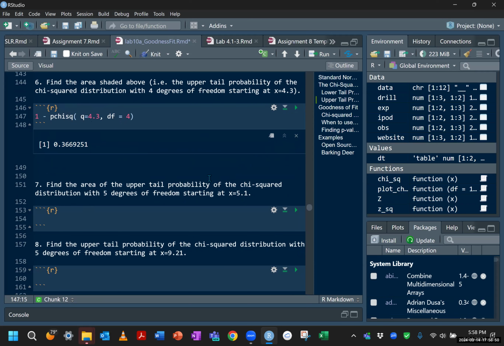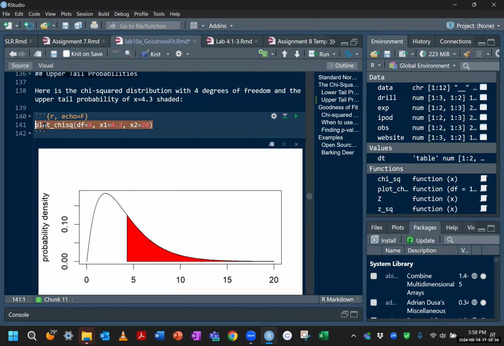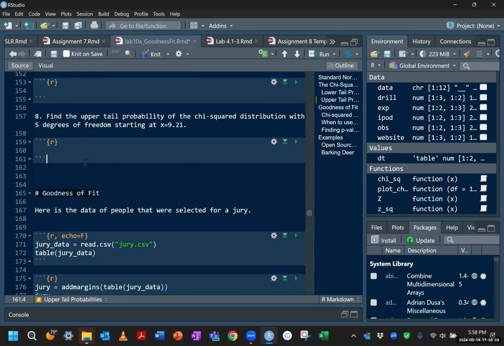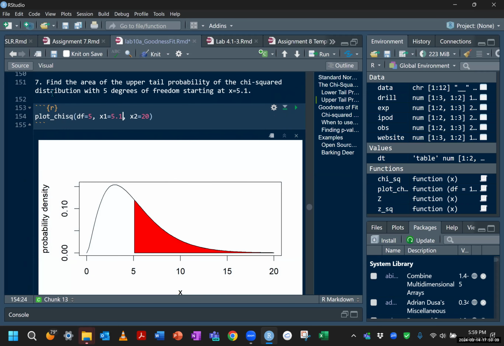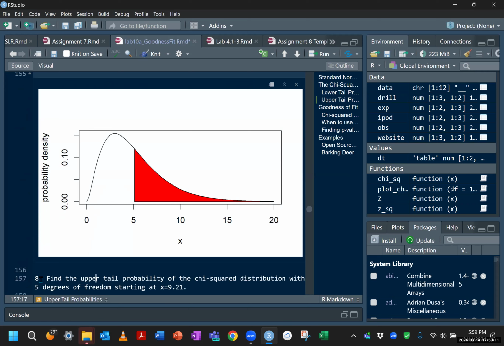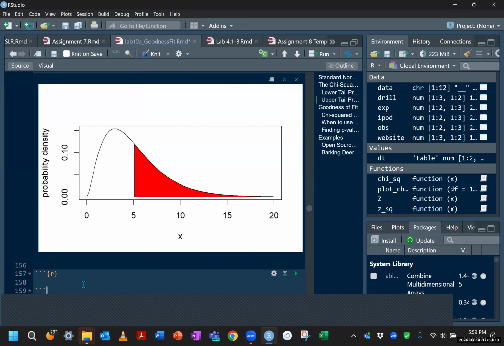Let's find the upper tail probability of the chi-square distribution with 5 degrees of freedom, starting at 5.5. I'm going to plot that for you. We have 5 degrees of freedom, and I want to go everything from 5.5 up to the maximum on my graph. I don't go above 20 on my graph, so that's the area we want. Find that upper tail probability. Please do this on your own and then check.